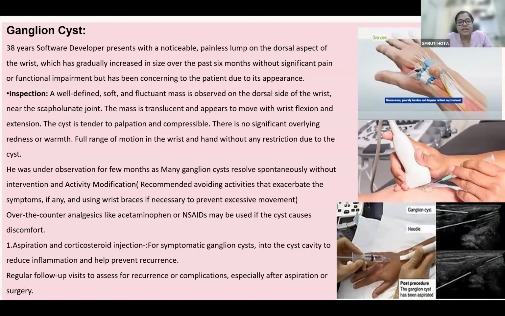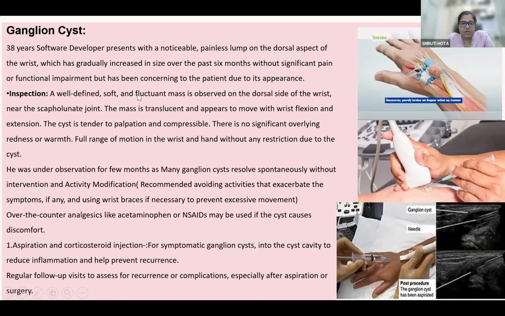If they notice an increase in the size or something, like this patient, he is a software developer. He noticed a painless lump over the dorsal aspect of the wrist that gradually increased in size over the past 6 months without any significant pain or functional impairment, but it has been concerning for the patient due to its appearance.